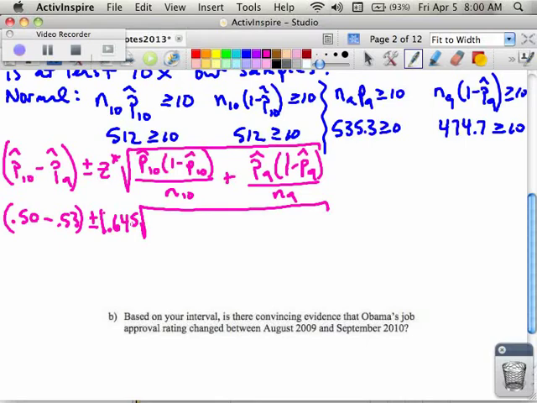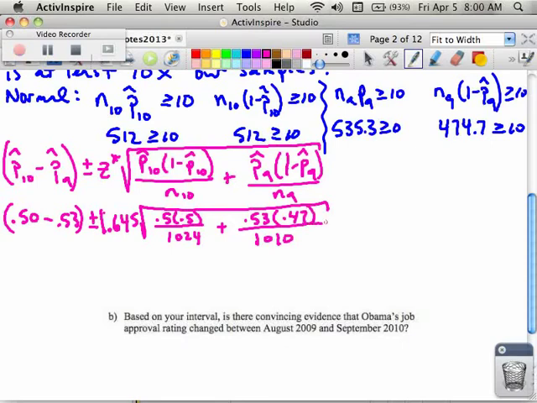And then in the first part, for the proportion of 10, that's 0.5 times 0.5, because it was a 50% approval rating, and that was our sample of 1,024. And then that was plus, and then our second sample was 1,010. And the two proportions were 0.53 for the approval rating in 2009, which means that 0.47 was the, I guess I call them the failure rates.